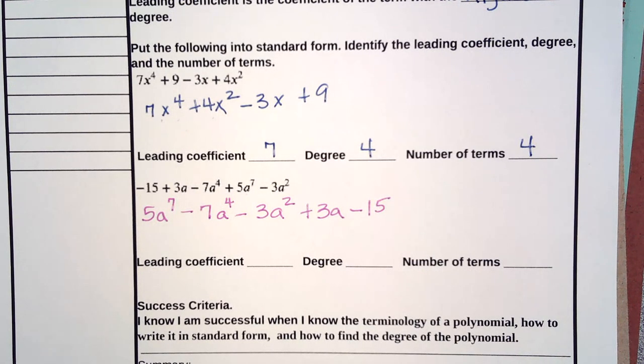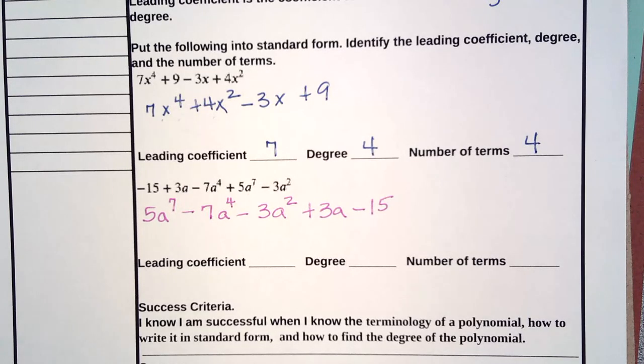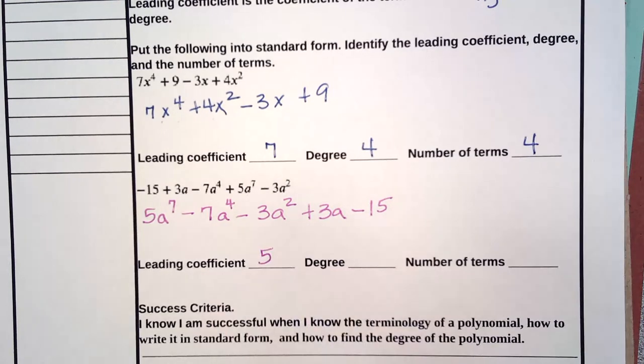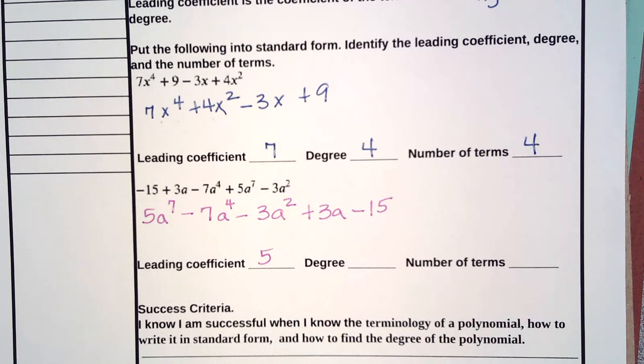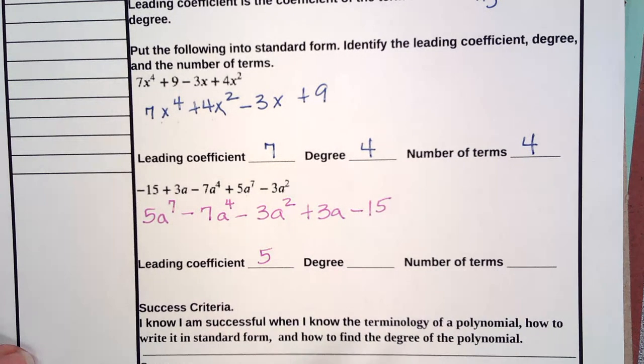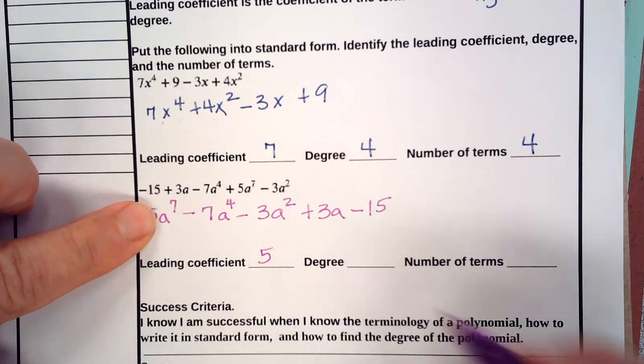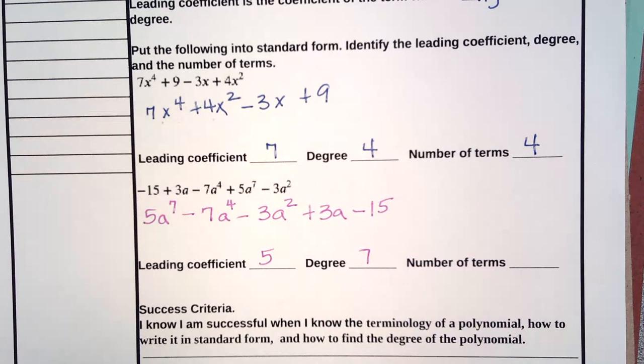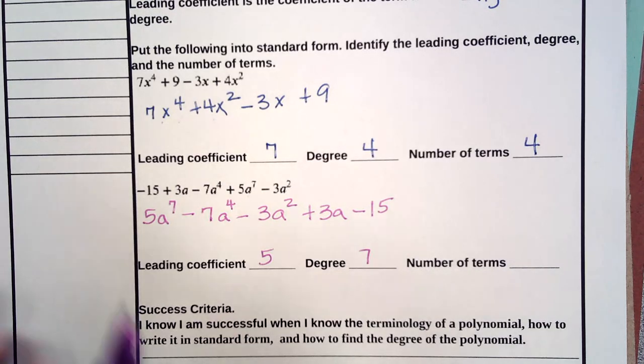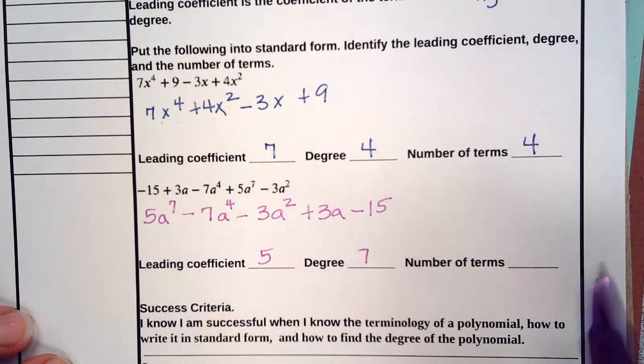So what is our leading coefficient? What is the coefficient of the variable with the highest exponent? That is 5. What is the degree of this polynomial? 7. How many terms? 1, 2, 3, 4, 5.